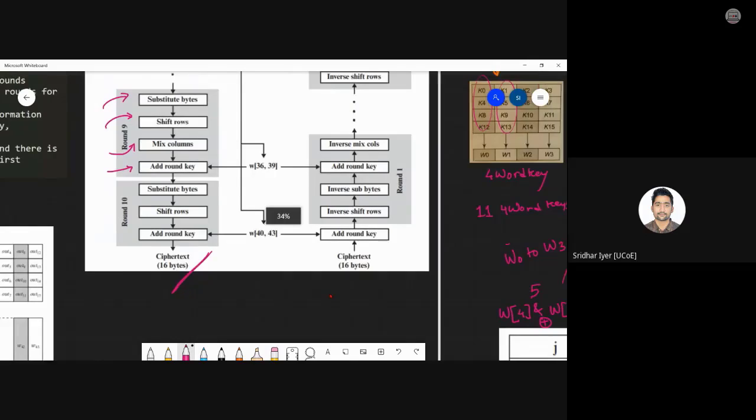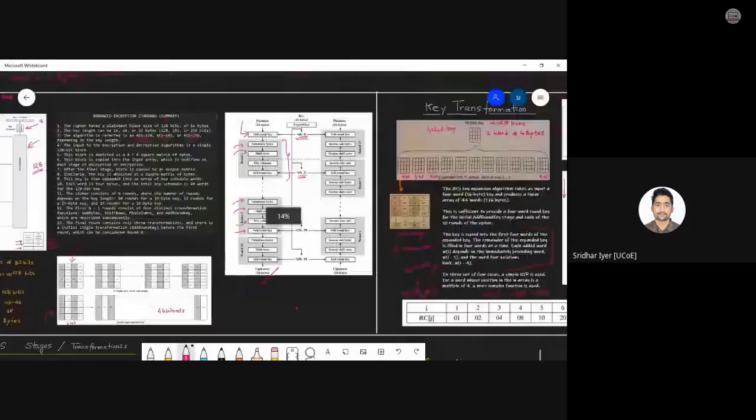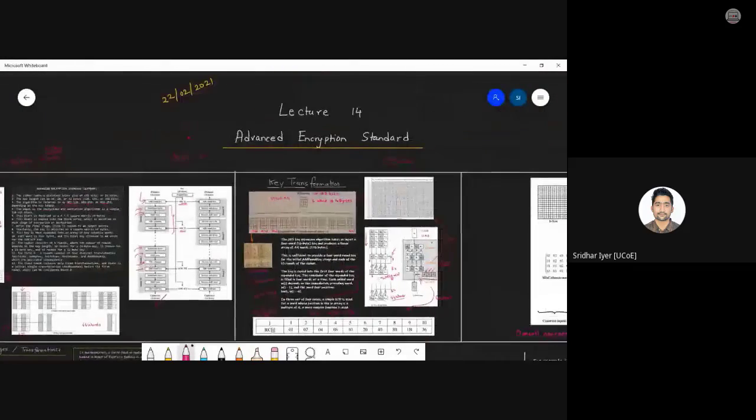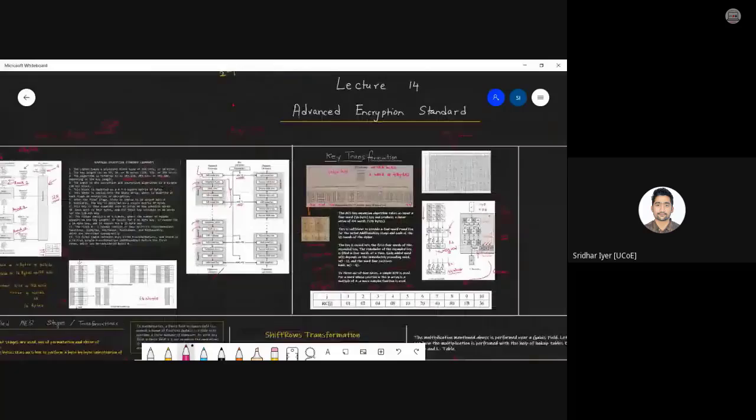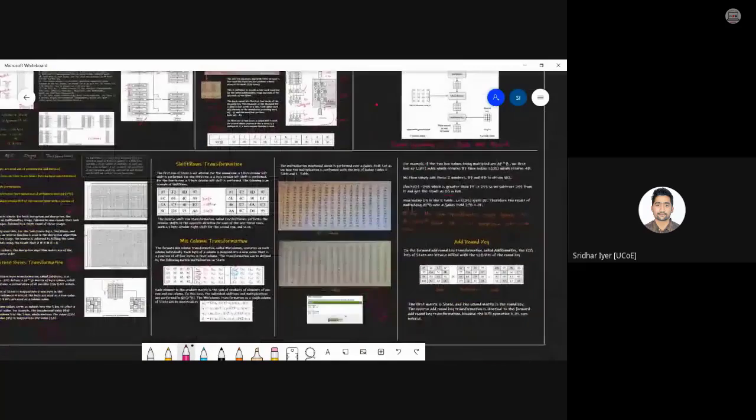Am I clear now? Any doubts, any confusions with this, you can let me know. Other than that, I hope this concept is clear. We have completed Advanced Encryption Standard. It is one of the most crucial topics of your syllabus. I will share this PDF with you soon after the lecture. Just go through it and try to understand how it is done.